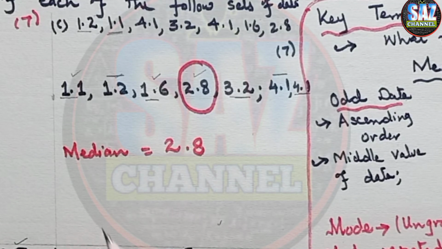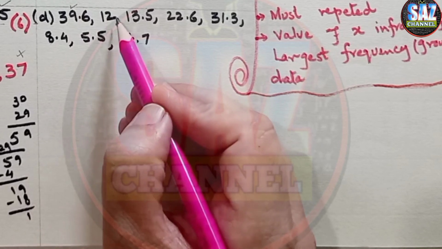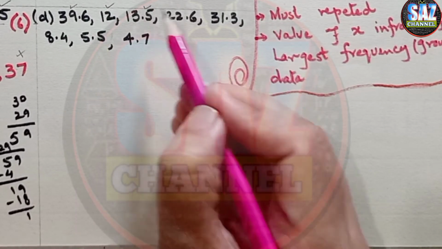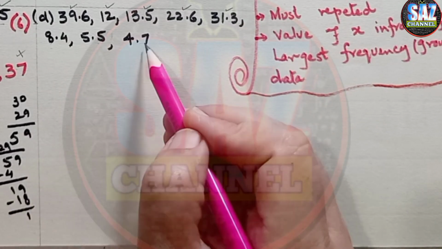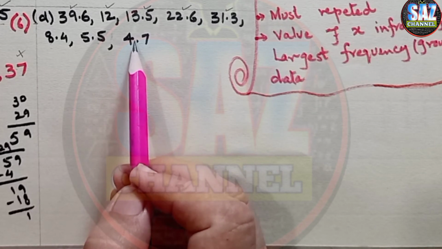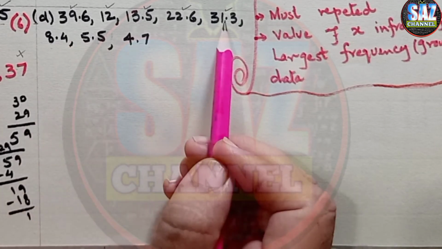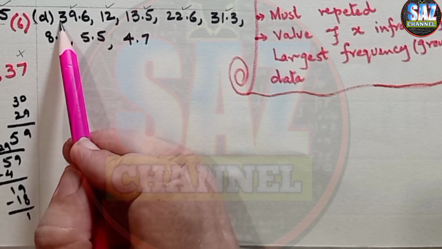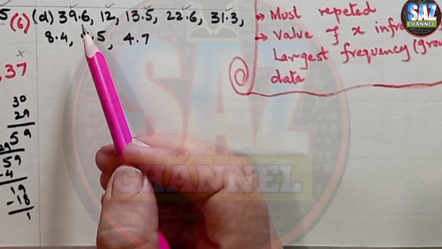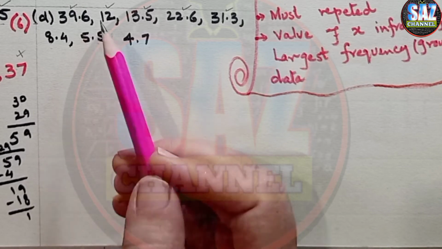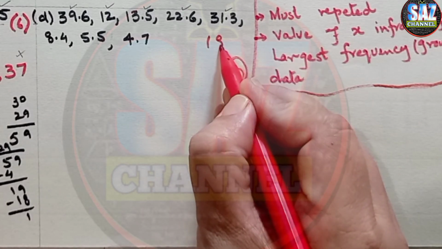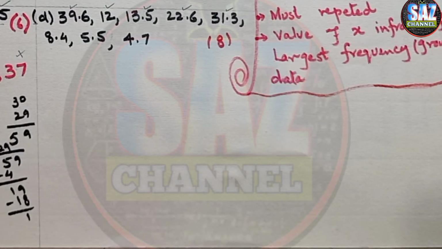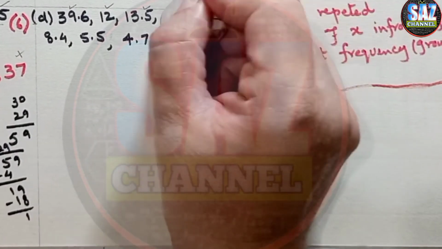The next question is having the entries 39.6, then 12, then 13.5, then 22.6, 31.3, 8.4, 5.5 and 4.7. Okay, count how many observations. 1, 2, 3, 4, 5, 6, 7 and 8 observations. Okay, the data is even. Now first of all, we have to put the data in ascending order, and we have to see which one is the smallest value here.